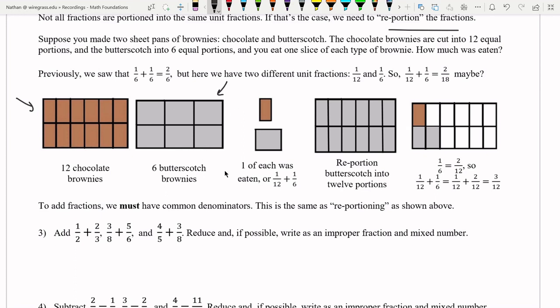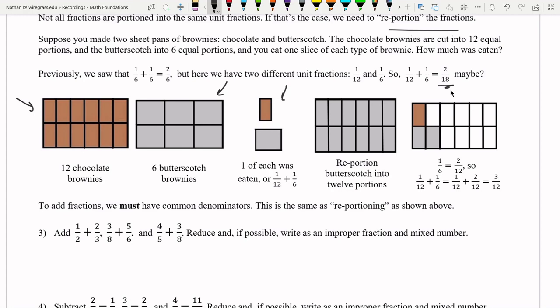And if you were to eat one slice of each type, so one of the chocolate and one of the butterscotch, then this is what you'd have, right? But 1/12 plus 1/6, that's what we're looking at. Would you add it up to this one, right? 1 plus 1 is 2, 12 plus 6 is 18.